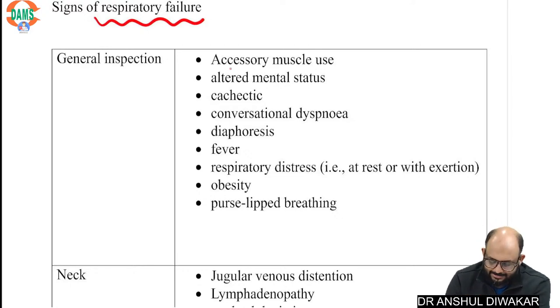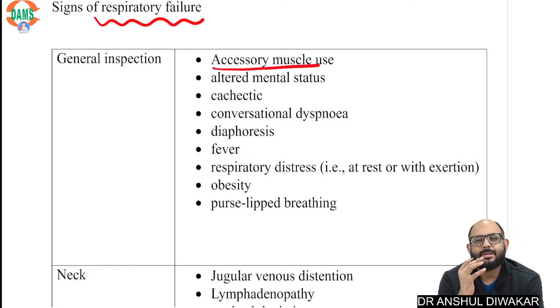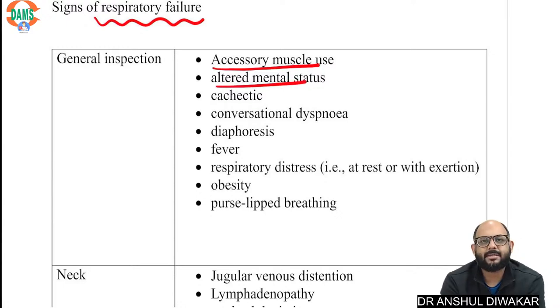What are the things? Accessory muscle use. When the diaphragm is getting tired, your work of breathing is so high that you need more muscles to do effective breathing, that is use of accessory muscles of respiration. Altered mental status, that is usually because of hypoxia or hypercapnia. Cachectic, the patient looks very tense.